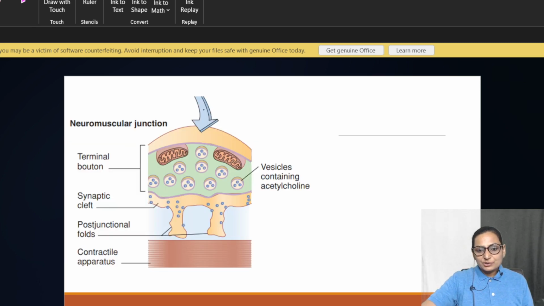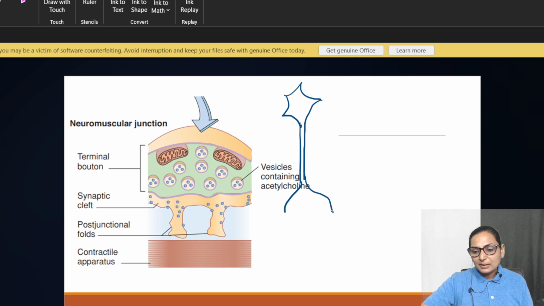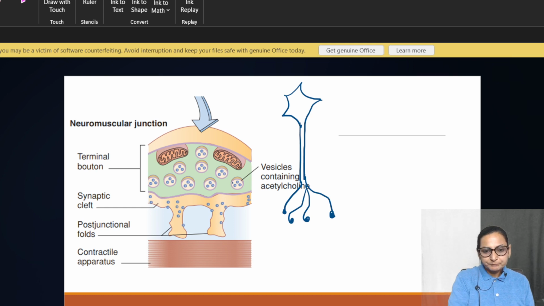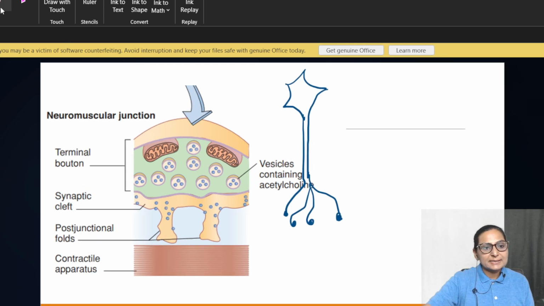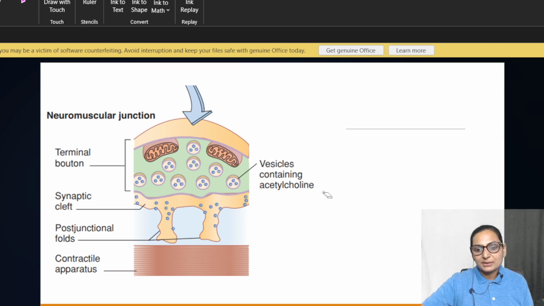Now this is the structure, the cells, as I told you. If you look into the structure of the axon, you remember that this is the axon and this is the cell body. The cell body, if you remember, ends in the form of these synaptic knobs, or what you call the terminal buttons. So this is the neuromuscular junction. Okay, so we'll just have a look over the various components of this neuromuscular junction.